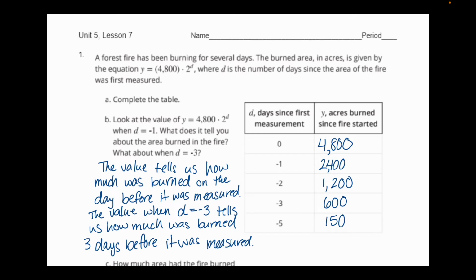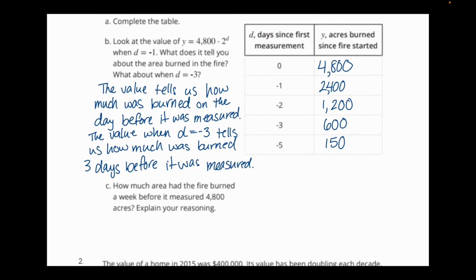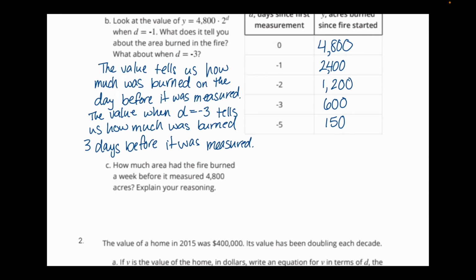Okay. Now there's a part C to this question, and it says, how much area had the fire burned a week before it measured 4,800 acres? And explain your reasoning. Well, a week has 7 days, so we want d to be -7, which is 1 week before.